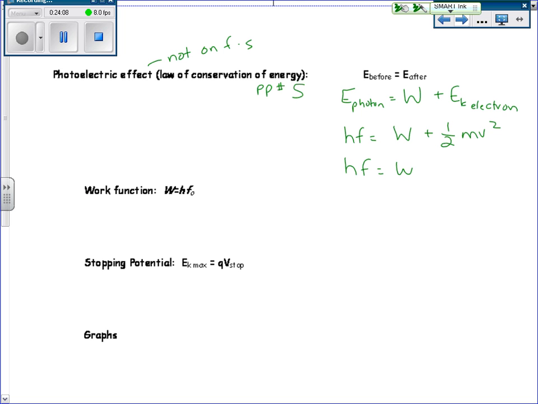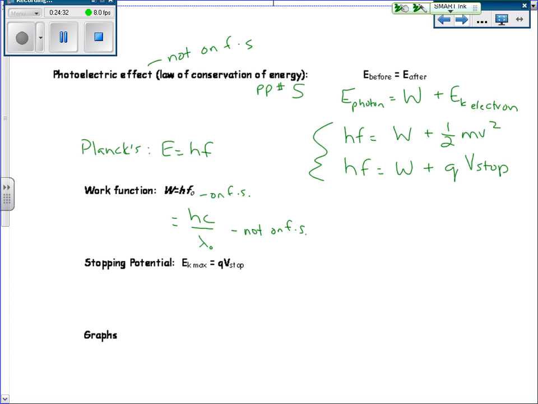hf is equal to work plus qV stop. So breaking these down, this comes from Planck's formula, which is E equals hf. Then the formula for the work function, which is work is equal to hf0. You can also have hc over lambda 0. This is on your formula sheet. This is not on the formula sheet. And then the stopping potential, which you get from EK max is equal to qV stop. And this is also on your formula sheet.